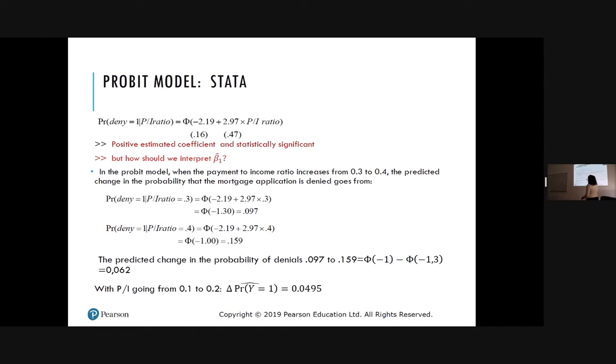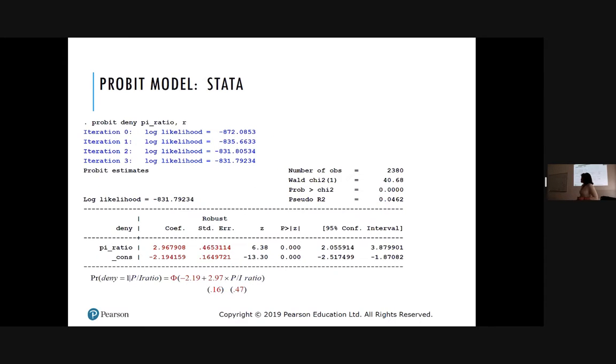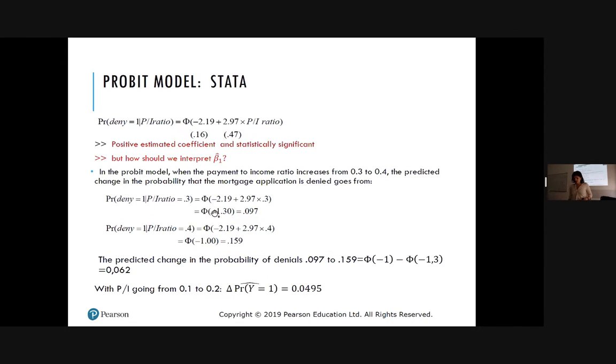So this is what we estimated. If we have those estimates, the only thing that we can say on impact is that we have a relationship between the payment to income ratio and the probability of being denied, and this positive estimate is statistically significant. This is the only thing that we can infer from our result without computing anything.